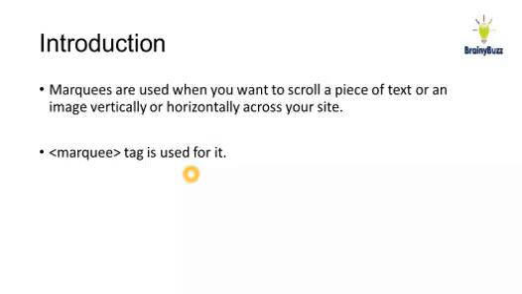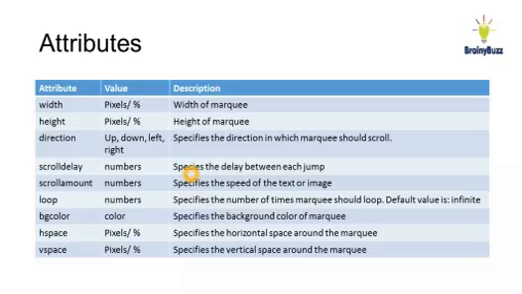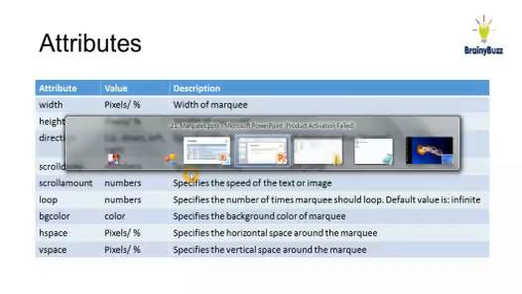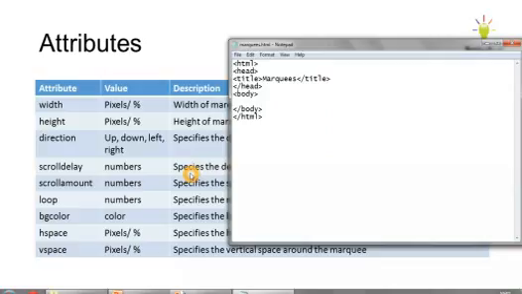So for this you use the Marquee tag, and let me show you the attributes over here. It's like the width, height, direction, scroll delay, scroll amount, loop, bg color, h space and v space. These are basically the attributes. So let's see one example of the Marquees.